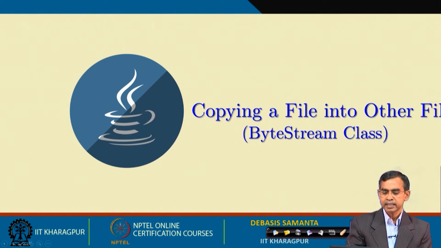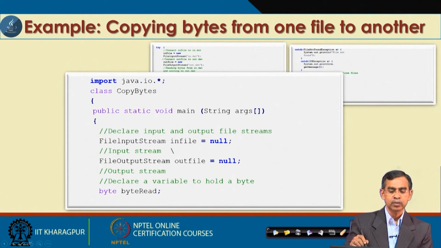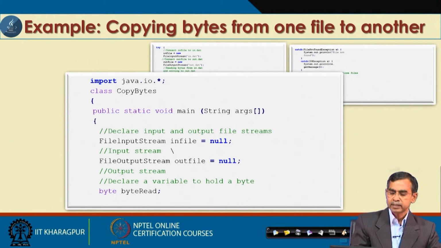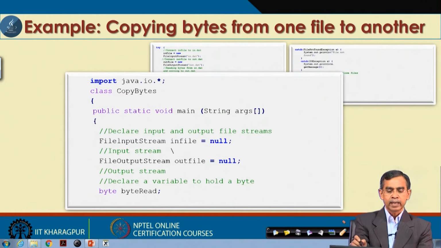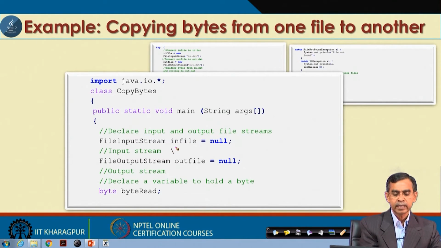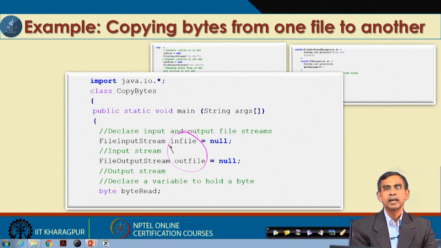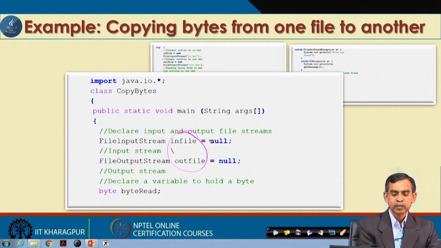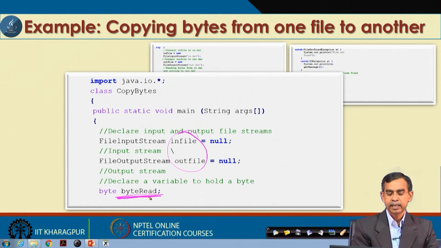Again, using the same approach but with byte stream classes, how the copying can be possible. I will just tell you the mechanism for this. Here again, we create two streams, file input stream and file output stream, two objects for the input file and output file, for the input streaming and for the output streaming. And here, as we want to use the byte stream classes, instead of a character we declare a temporary variable called byte b, where the byte will be temporarily read and stored.